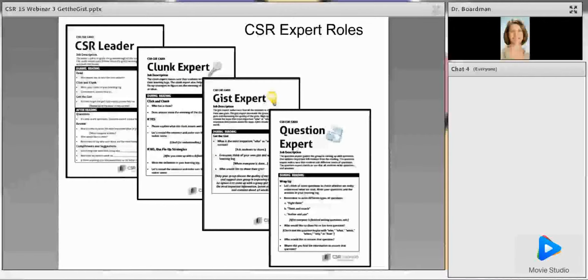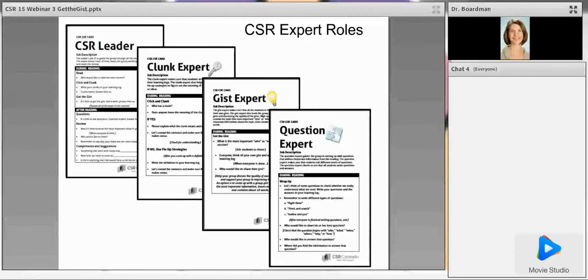The CSR expert role cards are another essential feature. In CSR, we have students working in small cooperative learning groups, and in those groups, every student has an individual learning log. Every student has their own text, but they work together on different aspects, led by the CSR experts. So the CSR leader has a job, the CLUNK expert has a job, the GIST expert has a job, and the question expert has a job.